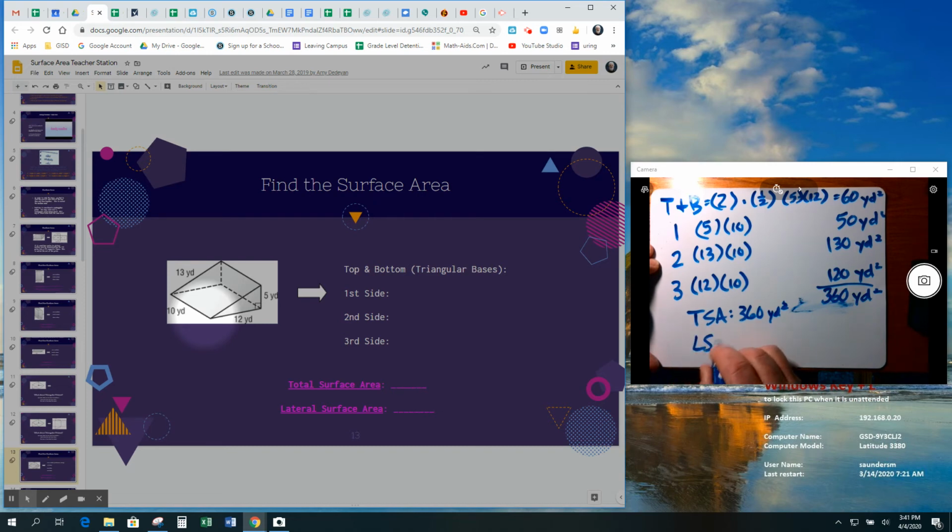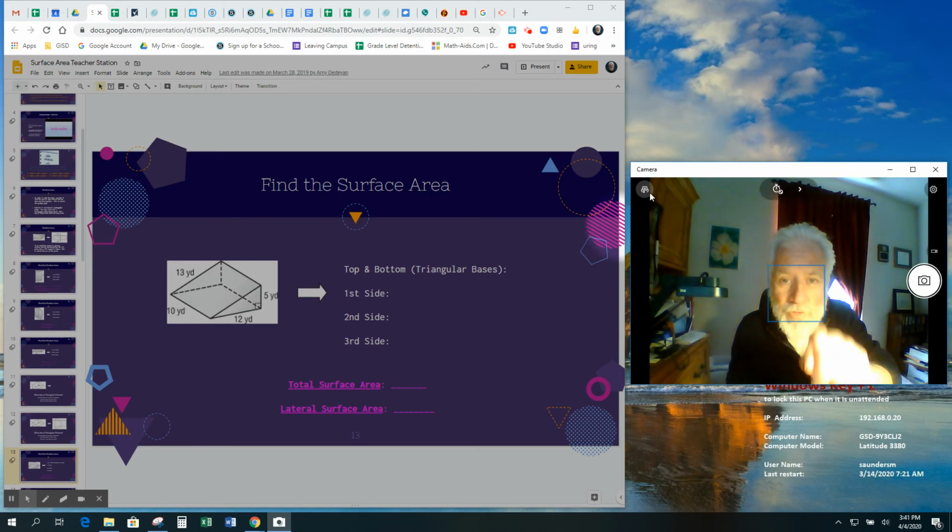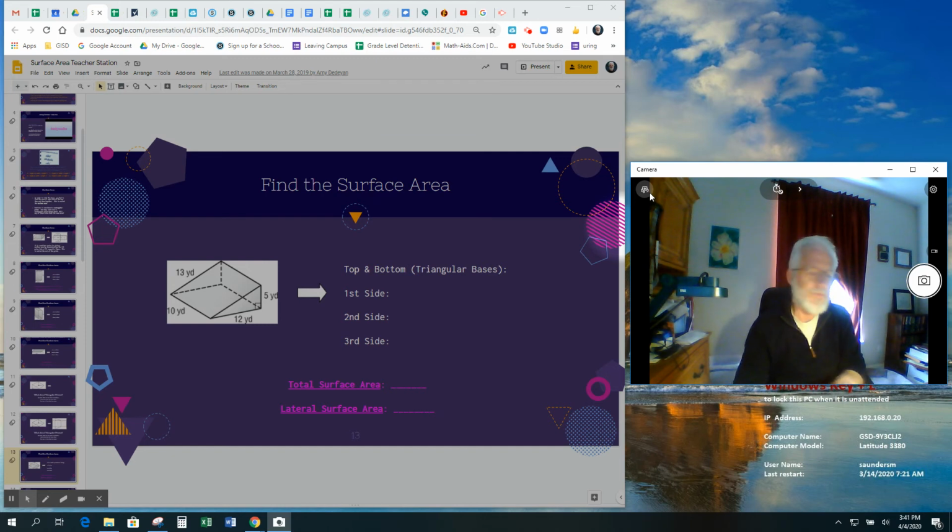And my lateral surface area is everything except for the top and the bottom, which are the bases. So the bases were 60. I'm just going to subtract 60 off of my total, and that means that my lateral surface area is 300 square yards. Okay? That's how you work those problems. I really suggest, I'm going to look you in the eye now, I really suggest break them out and do them separately to keep track, to make sure you get all of the areas. Okay, don't try to take shortcuts on this, folks.